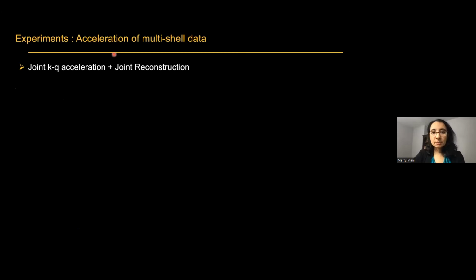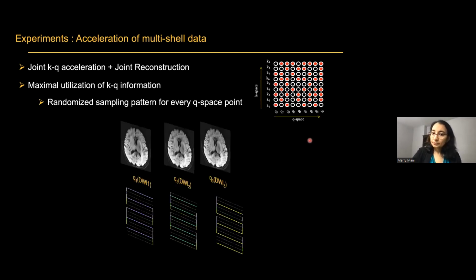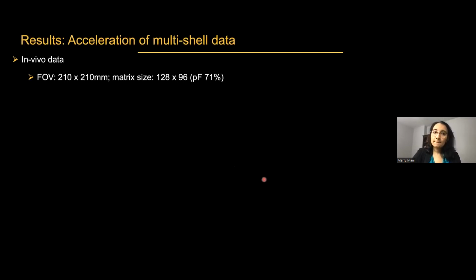So the first experiment deals with the acceleration of multi-shell data. Again, we are dealing with joint KQ acceleration. So we have a joint reconstruction setup, and because we want to push the acceleration to the maximum possible level, we are going to use a random KQ undersampling method. This can be achieved by randomizing the k-space trajectory associated with each of the k-space acquisitions. So that's the basic setting for all the experiments being presented in this talk.